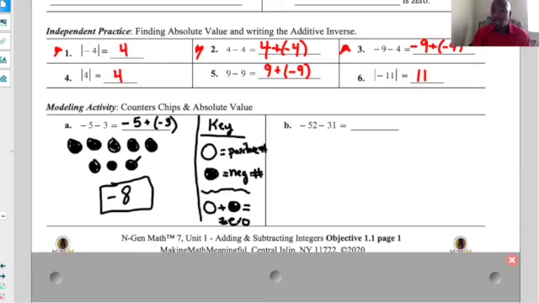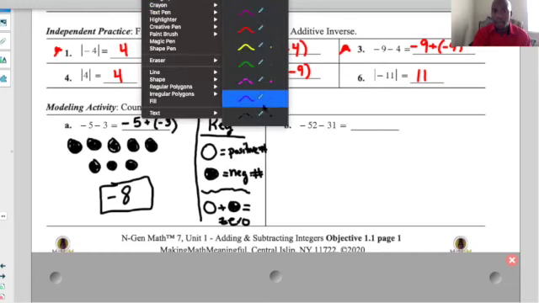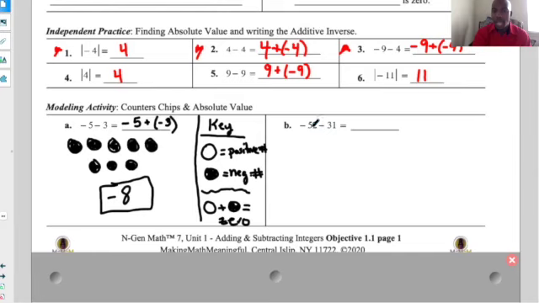Now, let's go to B. For B, I'm going to use a different color. Let me use the color blue. We have -52 minus 31. Once again, let's turn this into an addition problem. That means this is -52 plus -31.